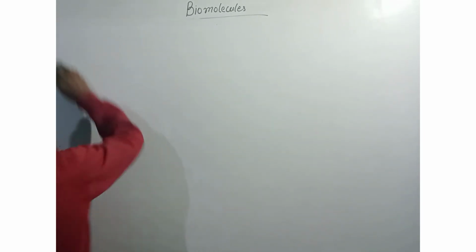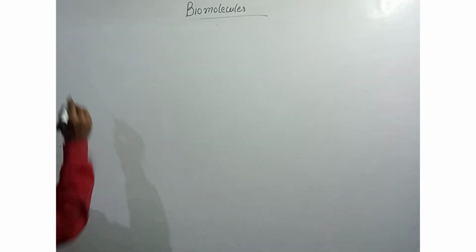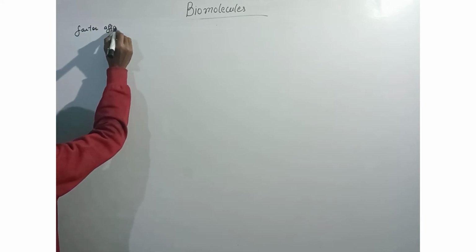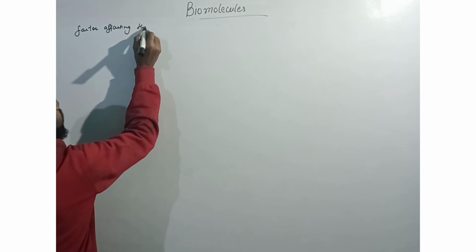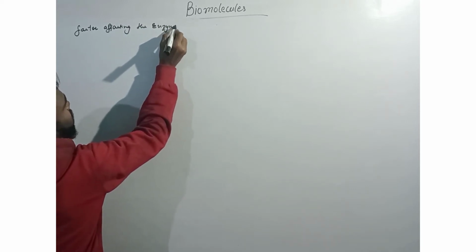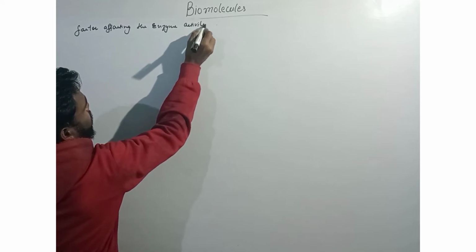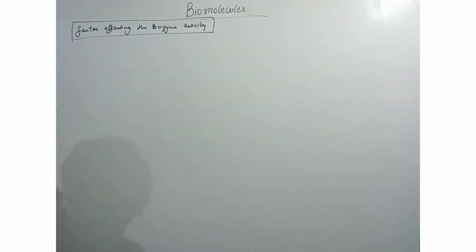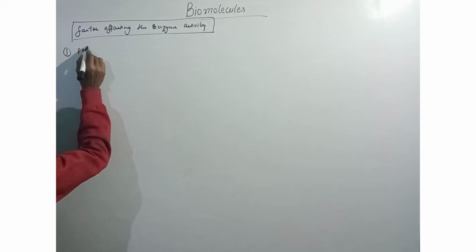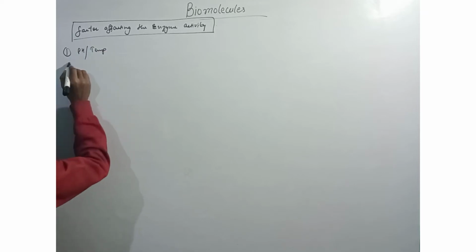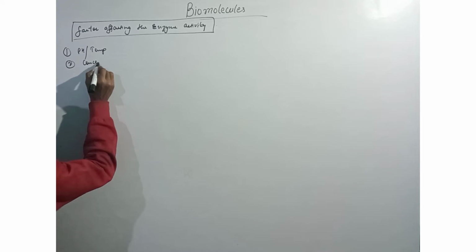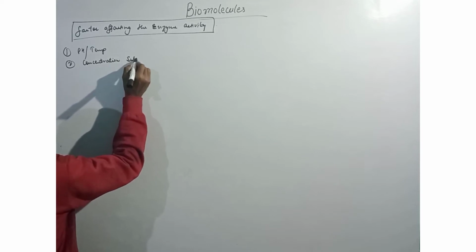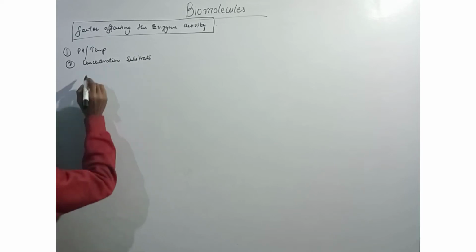What are the factors affecting the enzyme activity? Okay, let's see. The factors affecting the enzyme activity are, first, pH and temperature. The second one is the concentration of substrate. And the third one is the inhibitor.